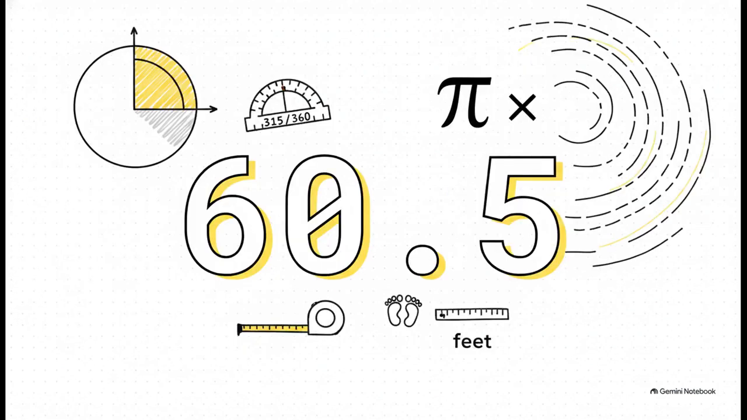We set up our fraction, 315 over 360. Then we multiply that by 2 times pi times our radius of 11. If you plug that whole shebang into your calculator, you get an arc length of 60.47, which will round nicely to the nearest tenth, giving us exactly 60.5 feet. And step 4 is good to go because our unit, feet, matches the original radius unit perfectly.